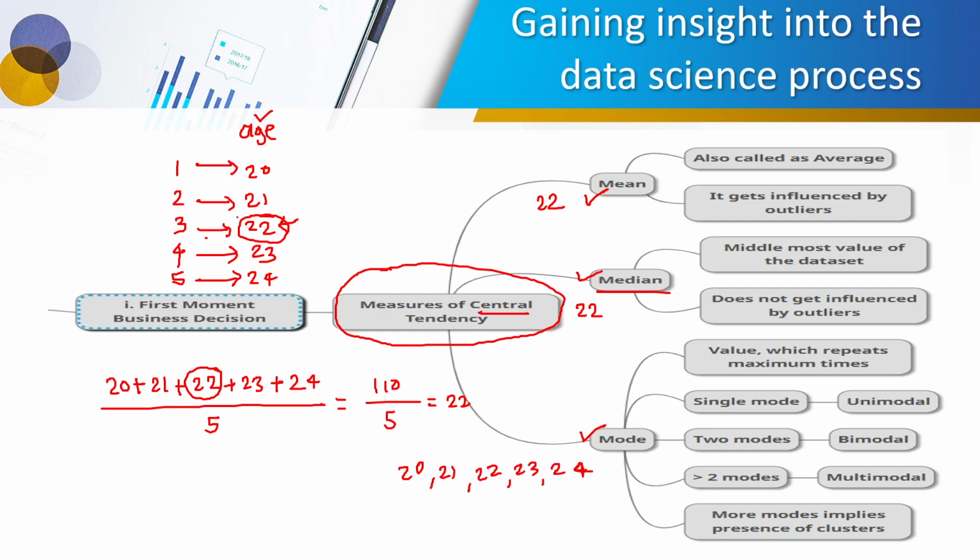But if in a certain way, if I make this last value 20, then what is the mode? Mode represents the element which has the maximum frequency. Here it is mentioned that more modes implies the presence of clusters. So here we have clusters in this case. Now what is the mode in our case? The number which repeats multiple times. So in this case we have 20, this value comes twice, so the mode will become 20 in this case.